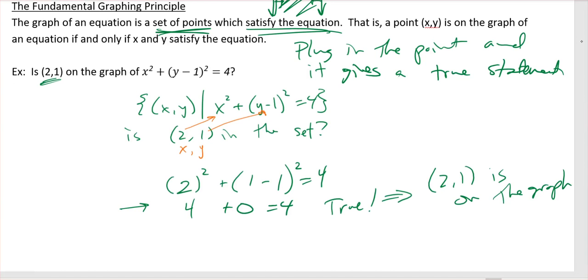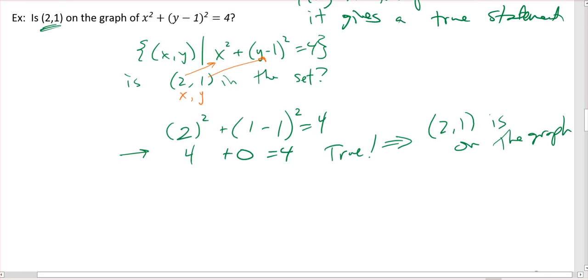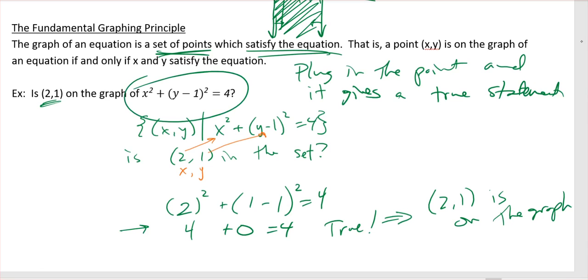This is not going to be the flavor of these exercises. They're not going to say, is this point on the graph? They're going to say, give us all the points, or draw a complete graph, or something like that. So instead of just checking one point over and over, we're going to want to find all of the points on a graph so we can draw the picture. So we want to sketch a graph. Let's look at this one in a second.